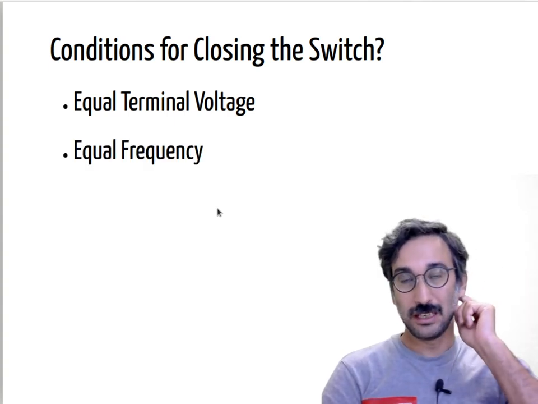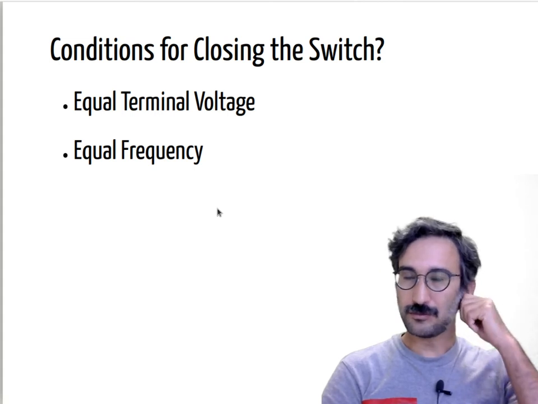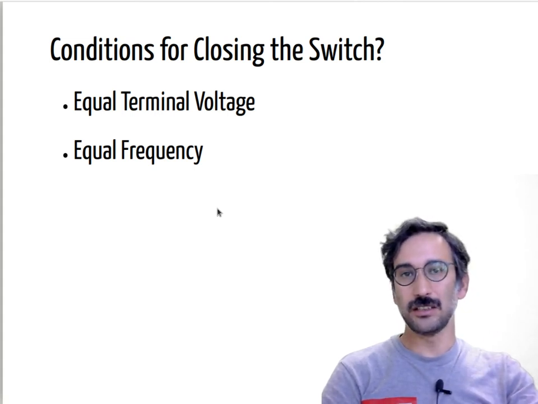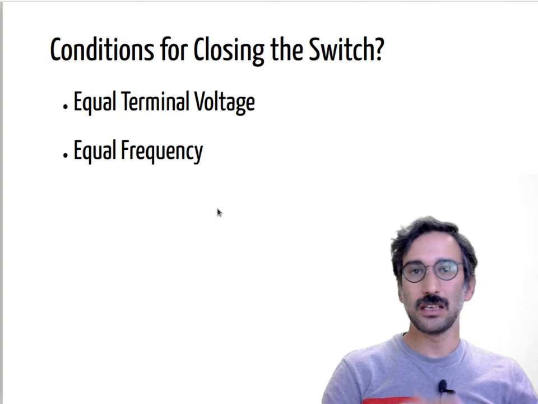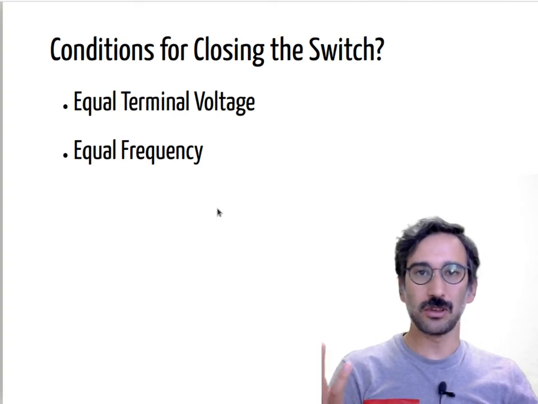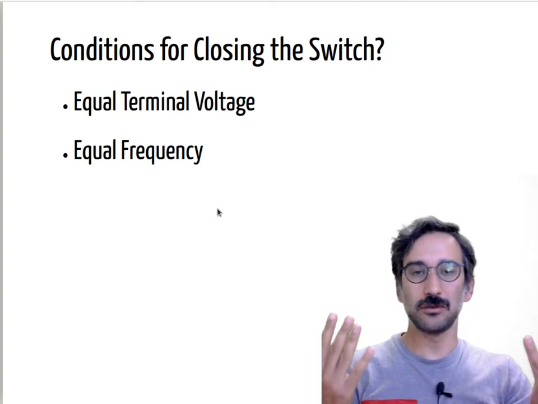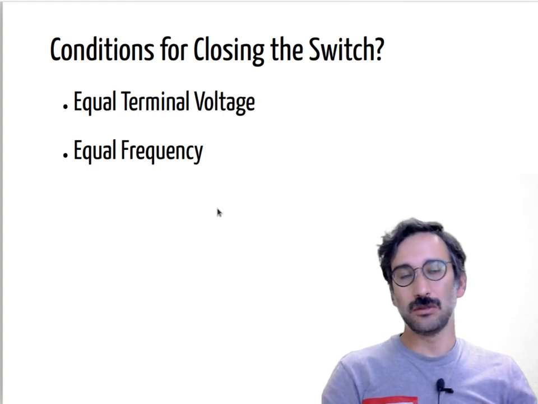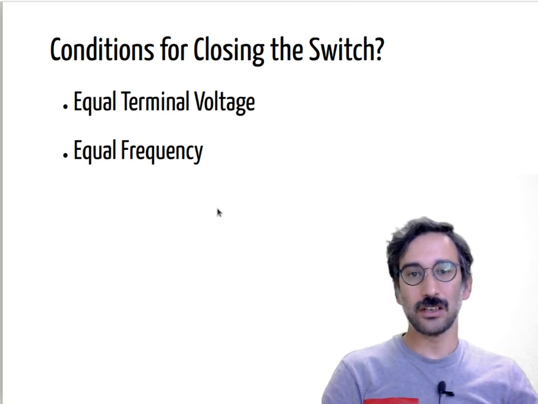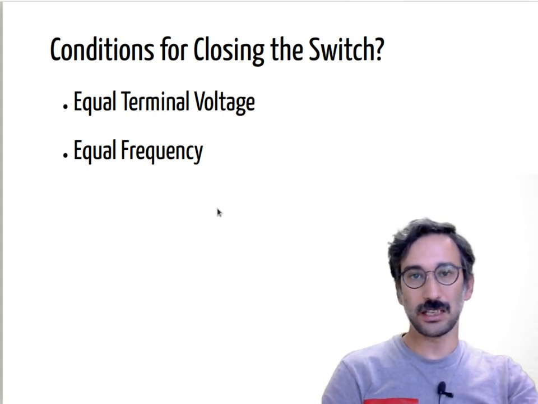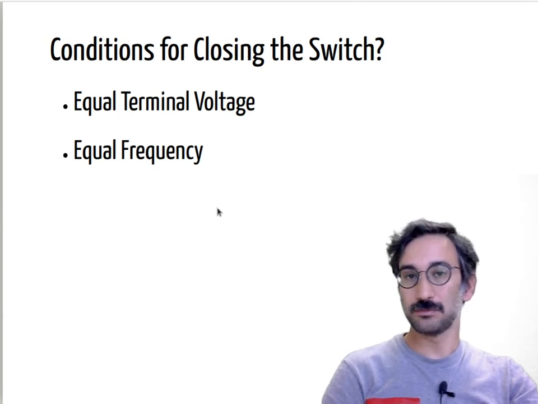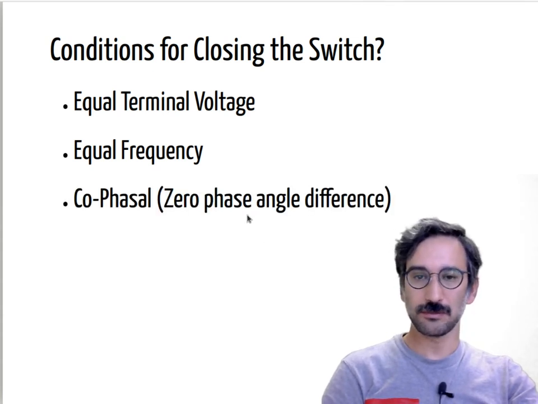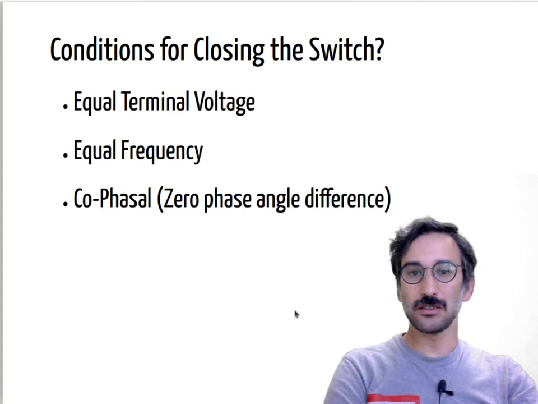So even if both of the generators are generating 230 volts, if one of them is rotating at 40 Hz and the other one is rotating at 50 Hz, then they will again introduce some inrush currents between those terminals, which can damage your system or also the generators. Also, you want to make sure there is no phase difference.